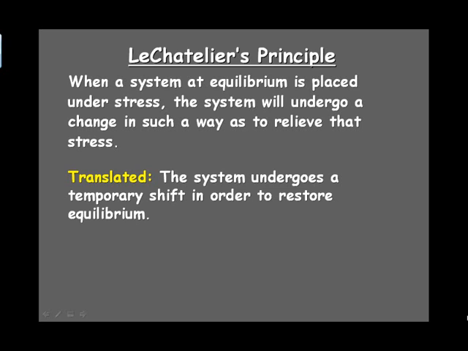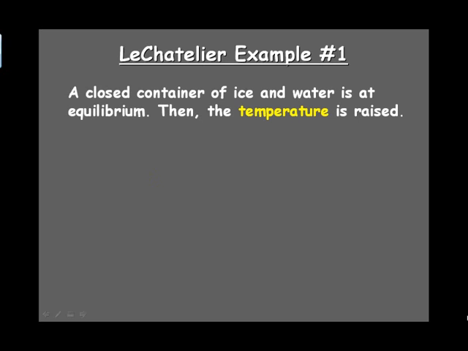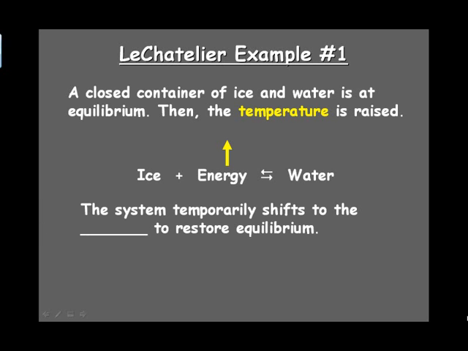Now, there are many different kinds of stresses that can be put on a system. One of those stresses is temperature change. So if you had a closed container of ice and water at equilibrium, and then you were to raise the temperature, what you're actually doing is feeding energy to the ice, essentially, and that energy will cause the ice to melt, and so you will get a temporary shift to the right in order to restore equilibrium. So it's almost as if it's trying to use up what you've put in there. So the system will temporarily shift to the right to restore equilibrium.